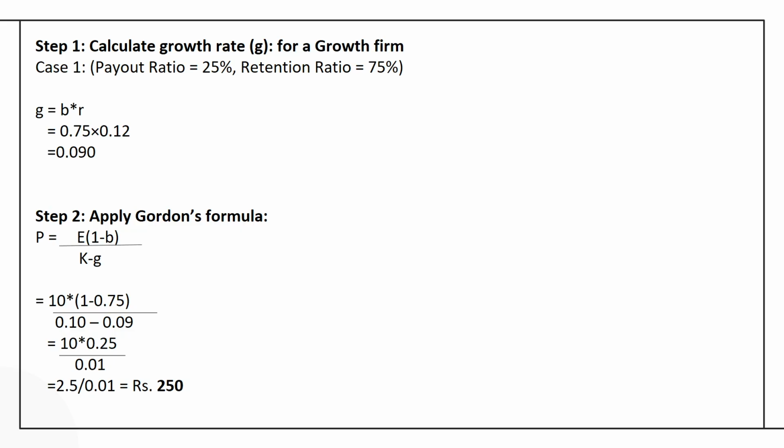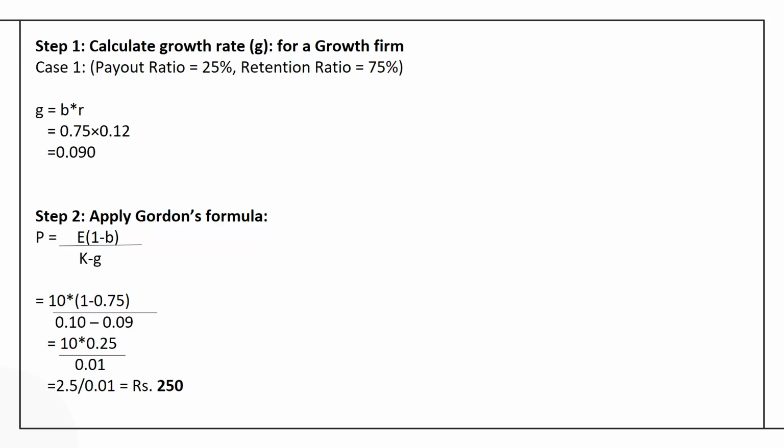Let me once again repeat, what is the growth rate? Growth rate is nothing but the rate at which the company would grow, and this we can get by multiplying the amount of profit retained in the business with the rate of return applicable to the company. So, here we multiply 0.75, that is the retained earning, with 12%, and we get 9%. Now, the second step is to apply the same growth rate in the Gordon formula and find out the value of the share.